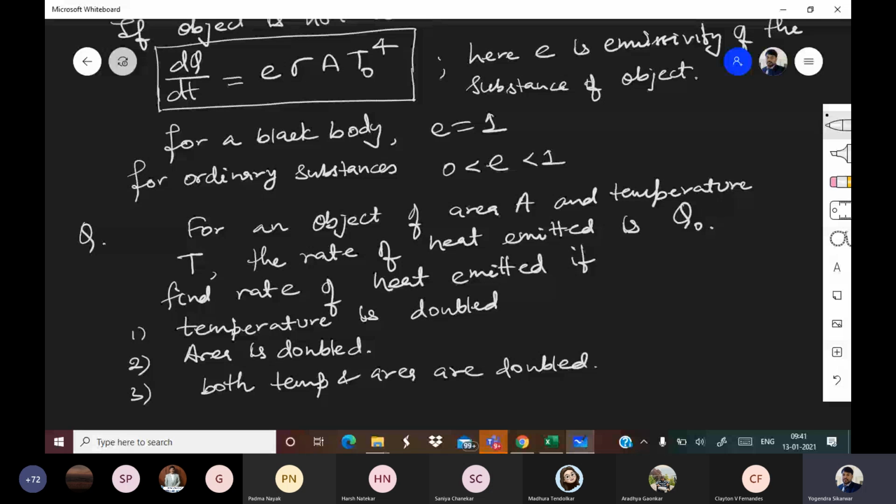Rishikesh, you need to give your answer in terms of Q naught.